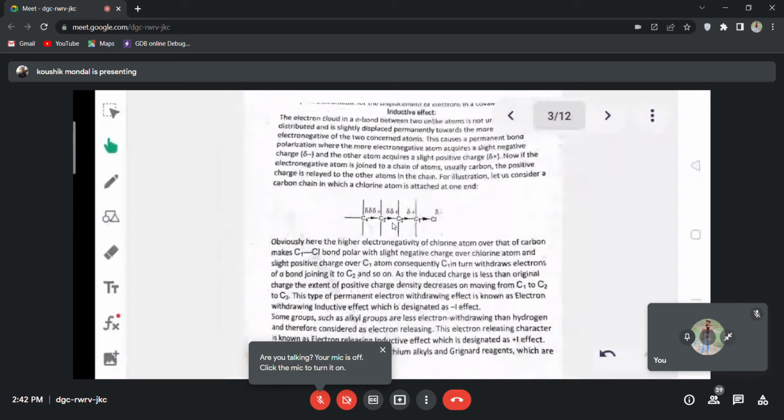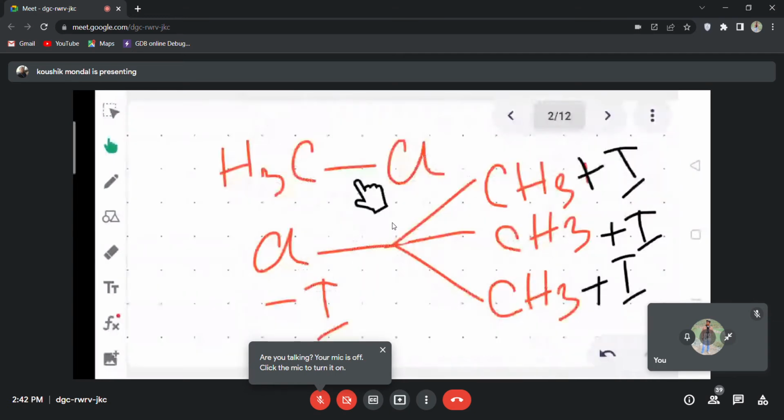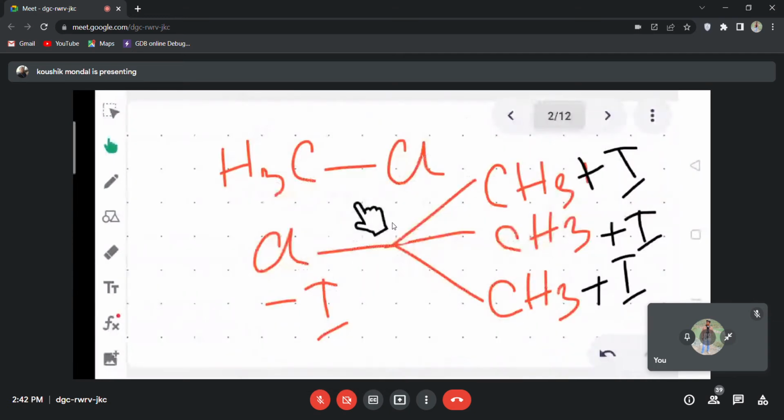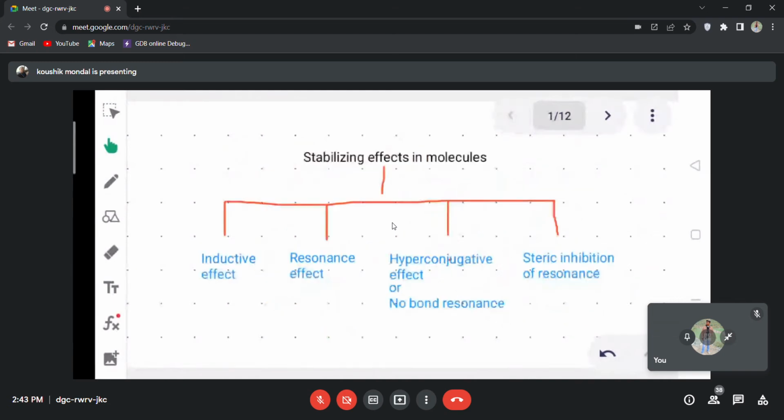Inductive effect operates through this bond. Which bond is this one? Is this a sigma or pi bond? This bond is a sigma bond, so inductive effect basically operates through the sigma bond. Okay, so our next effect is resonance effect.